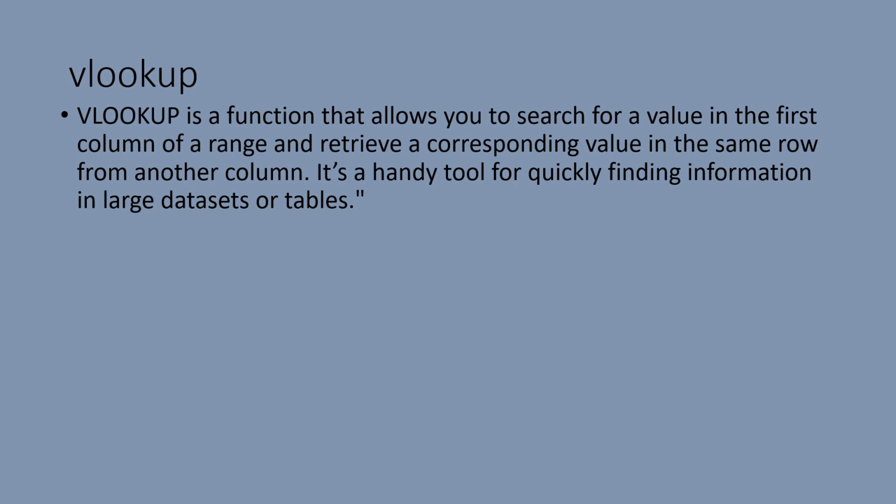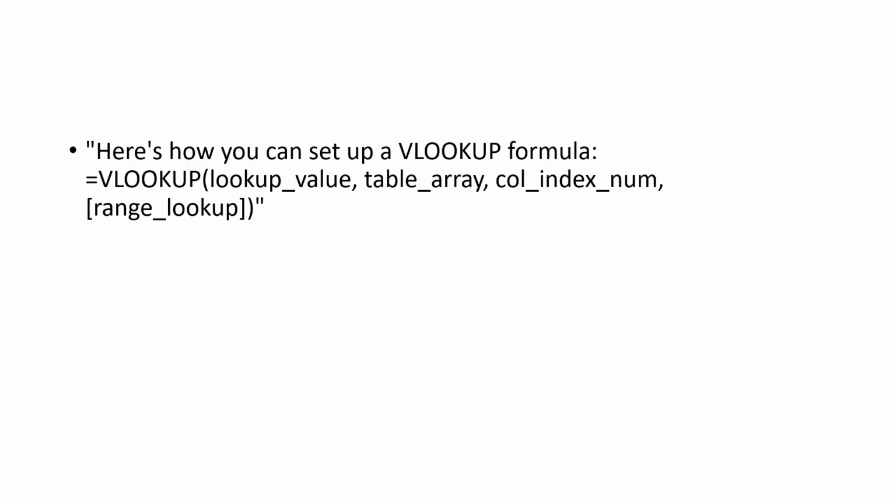VLookup is a function that allows you to search for a value in the first column of a range and retrieve a corresponding value in the same row from another column. It's an incredibly useful tool for quickly finding information in large datasets or tables. Here's how you can set up a VLookup formula.